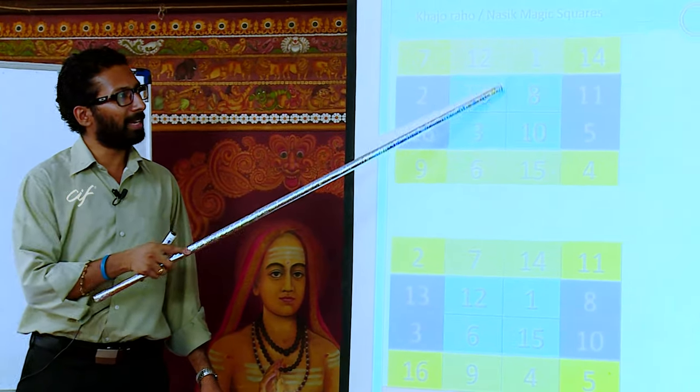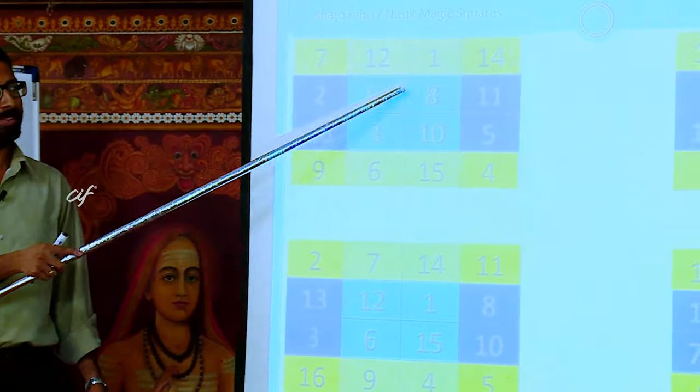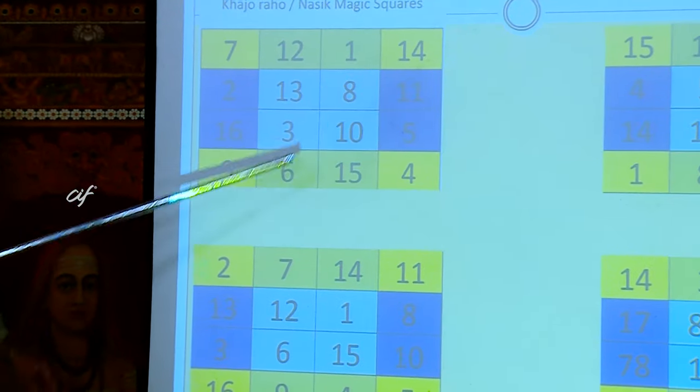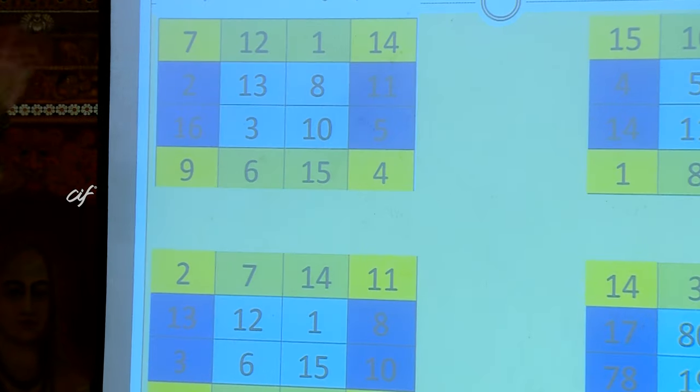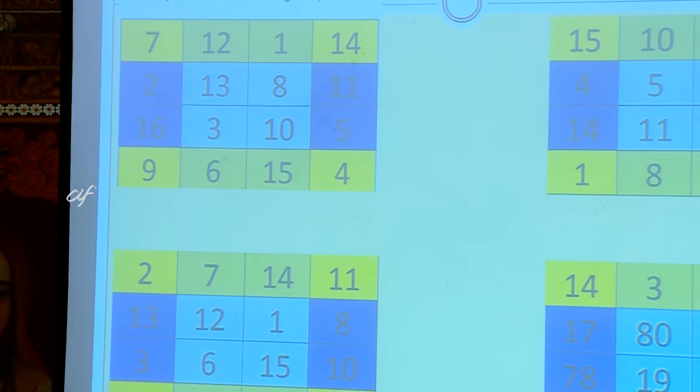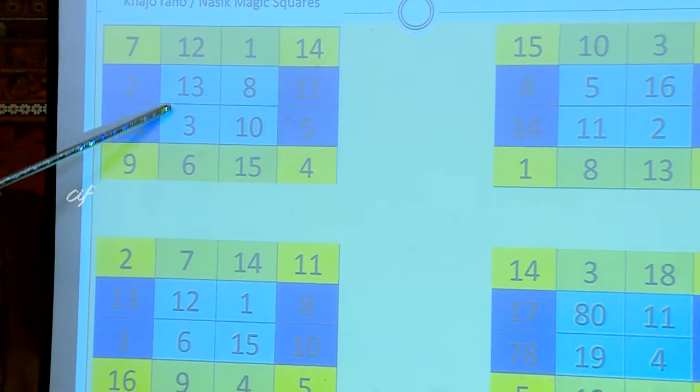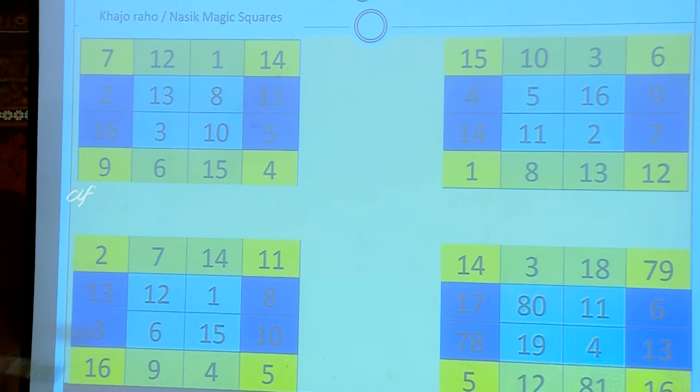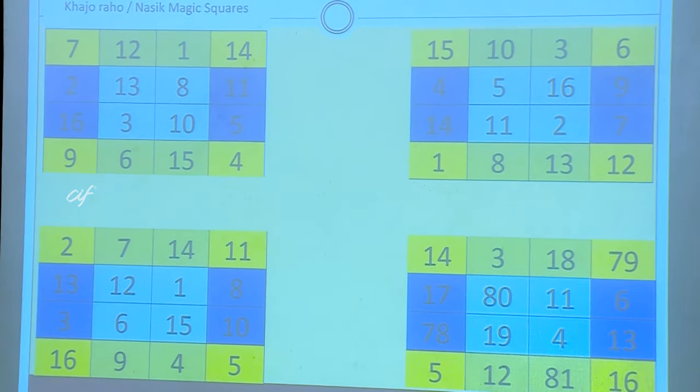12, 13, 1, 8. These 4 also. Any 4 adjacent cells, you will still get 34. So that will apply to all the 4 cells next to each other. Still there are more observations.